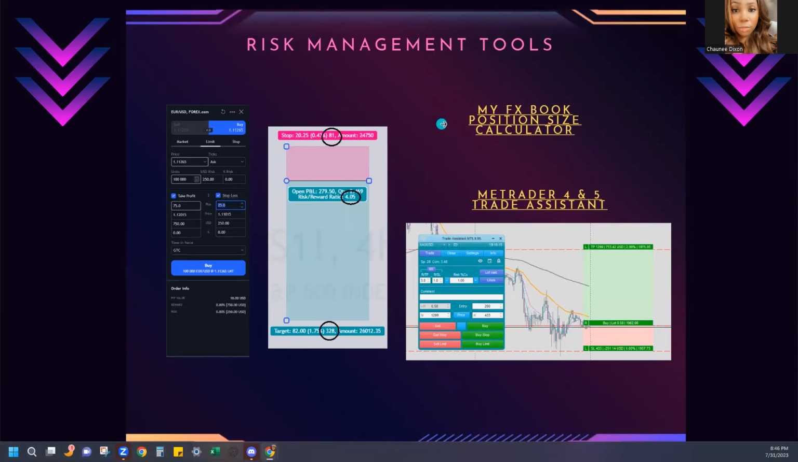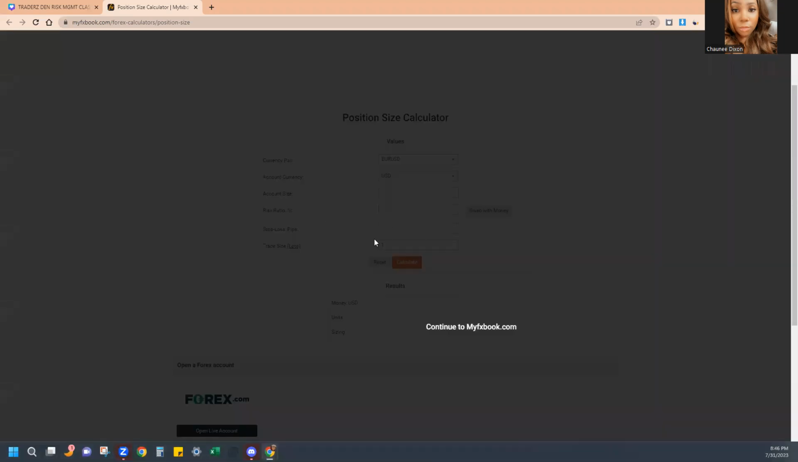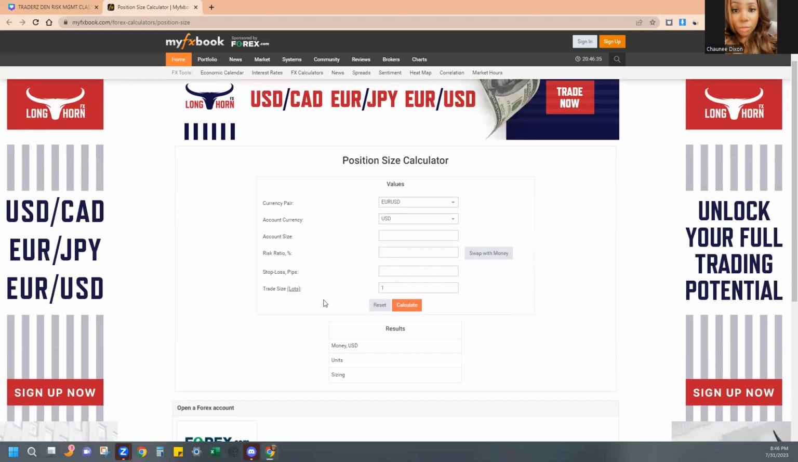And then the last tool is the MyFX position calculator. So if you don't want to do any math or you're not used to lot sizes yet, you can just have it calculated for you. So I'm going to go ahead and click on this and go to the tool. Okay, so we have the tool here. So you'll put in your currency pair. This is very helpful for minor pairs or exotic pairs.